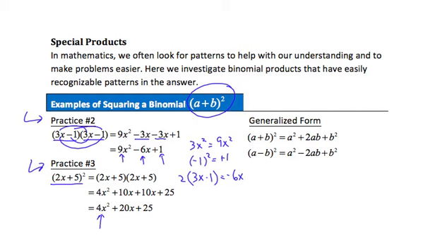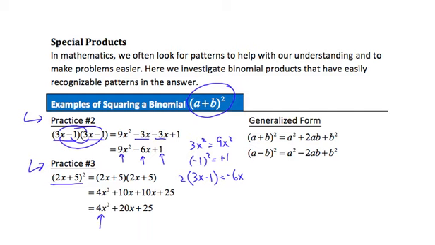The first term, 4x squared, we could get that from 2x, from squaring the first. 2x times 2x would give us the 4x squared. The last term comes from squaring the last one. 5 times 5 gives us 25.